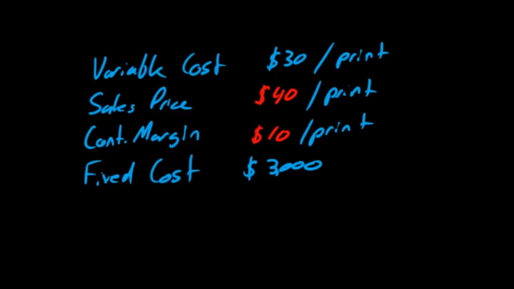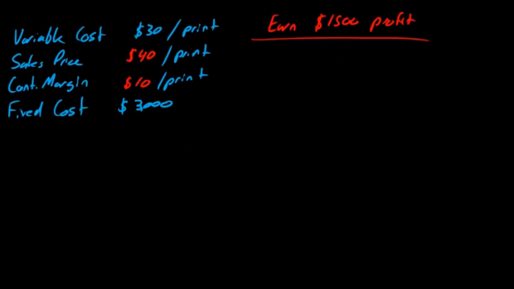Now, if I sell at $40 a unit, my contribution margin's going to drop to only $10 a unit. So I'm going to have a much lower contribution margin. My fixed cost is going to be exactly the same. So let's look at what it would take to earn a $1,500 profit. So remember, to calculate, we just take our fixed cost plus our desired profit and divide by the contribution margin per unit. So let's work this out.